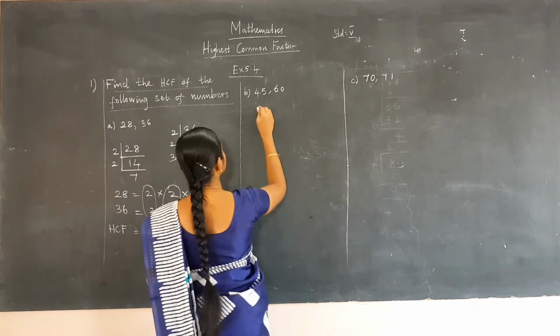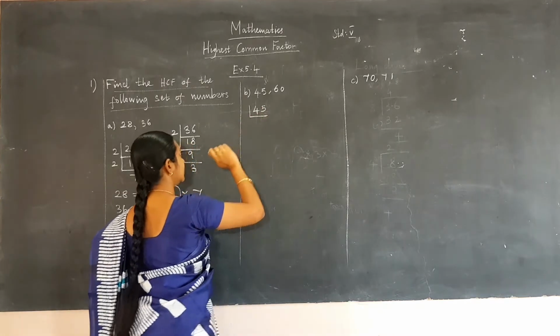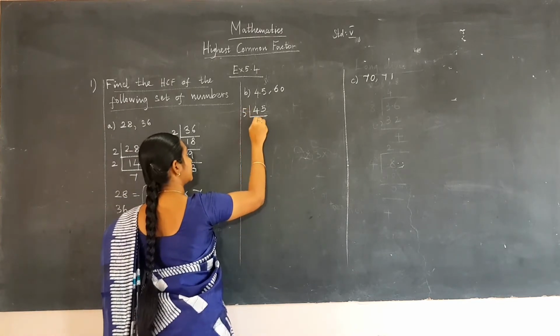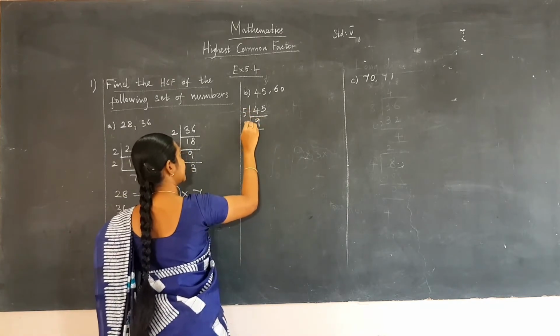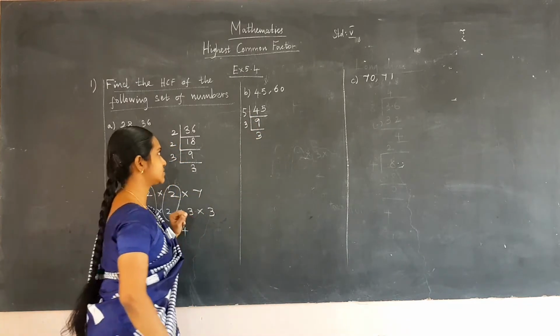Next we are going to factorize 45. Let us factorize it with 5. 9 5s are 45. Again factorize. 3 3s are 9. 3 is a prime number, so we can stop.